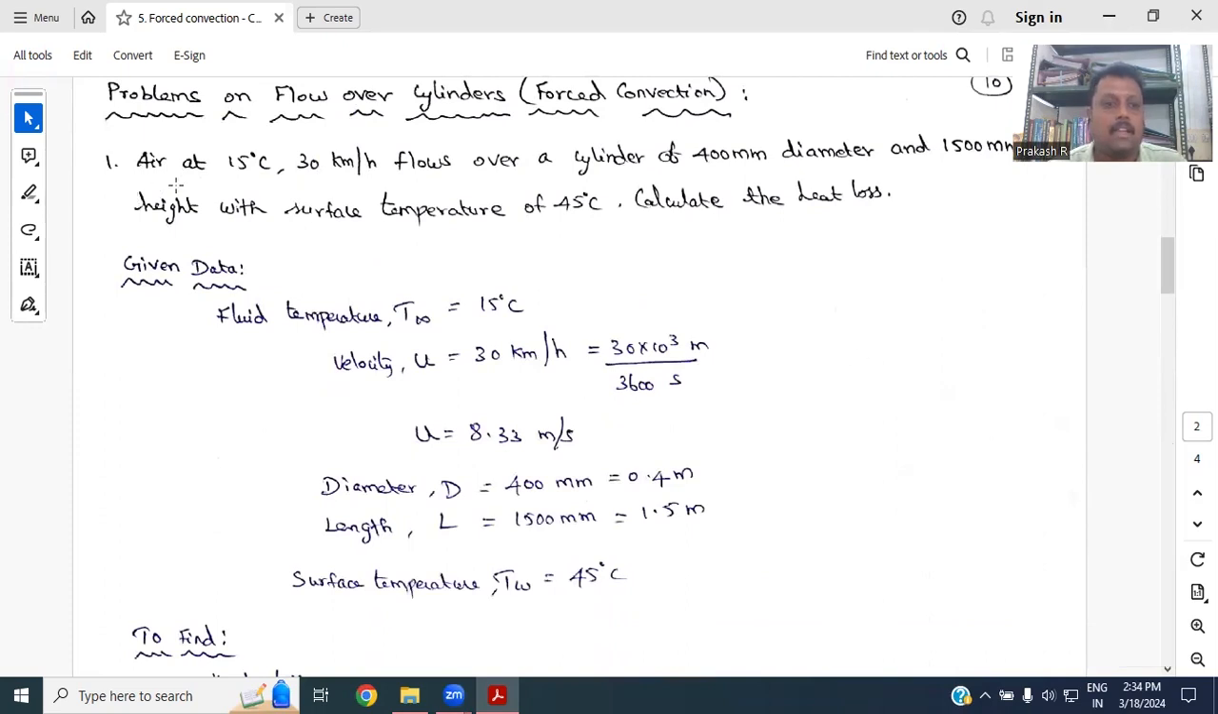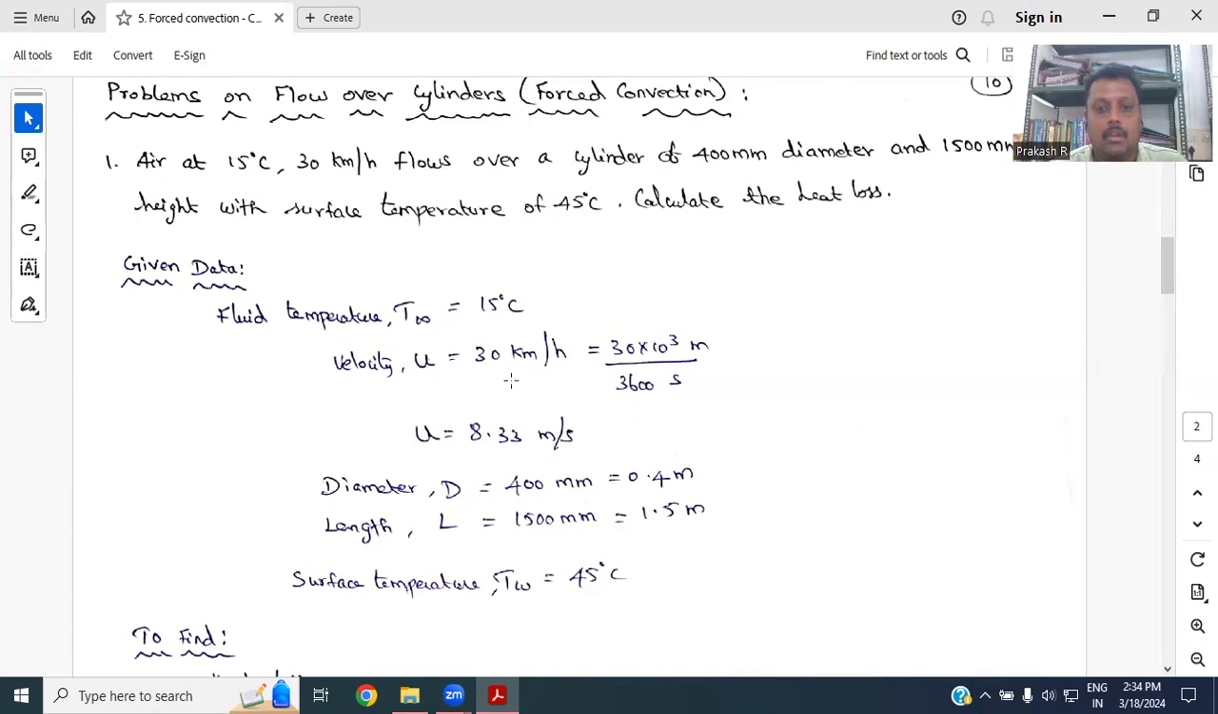The problem is given as: air at 15 degrees Celsius and 30 kilometer per hour flows over a cylinder of 400 millimeter diameter and 1500 millimeter height with a surface temperature of 45 degrees Celsius. Calculate the heat loss. Here, the air temperature is given as 15 degrees Celsius. Therefore, T infinity is equal to 15 degrees Celsius and 30 kilometer per hour. Since the velocity of the flow is given, we identify it is a forced convection. Therefore, the velocity U is equal to 30 kilometer per hour.